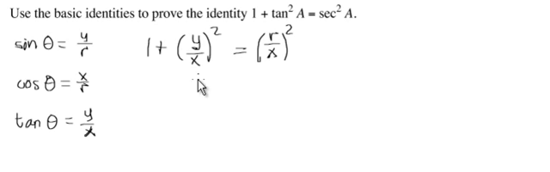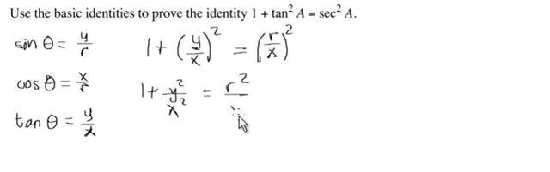So now if we clean this up, we have 1 plus y squared over x squared equals r squared over x squared. I want to make these two sides identical. The first idea that I have, I'm not positive this is going to work, but if we get a common denominator on the left-hand side, that may help us out.